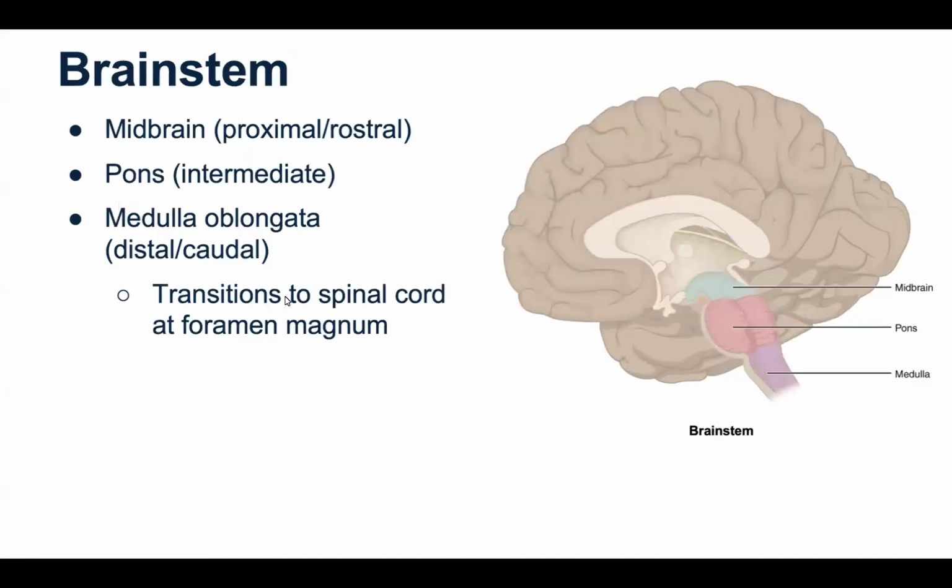All right, moving on to the brainstem, which is composed of the more proximal midbrain, the intermediate pons, and then the distal medulla oblongata. The medulla is going to be the part that's continuous with the spinal cord at the foramen magnum of the occipital bone. So once you get to about where the foramen magnum is, the name would change to spinal cord distal to that. The brainstem has many functions which will be discussed in upcoming lectures, and it's also where almost all the cranial nerves are going to originate.